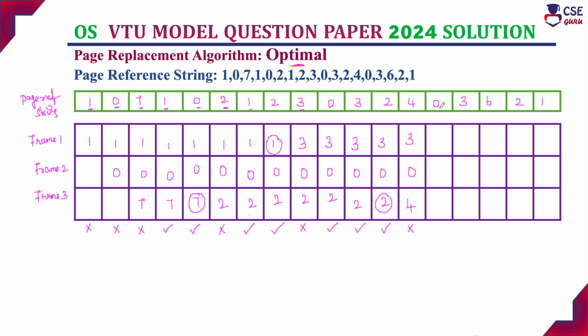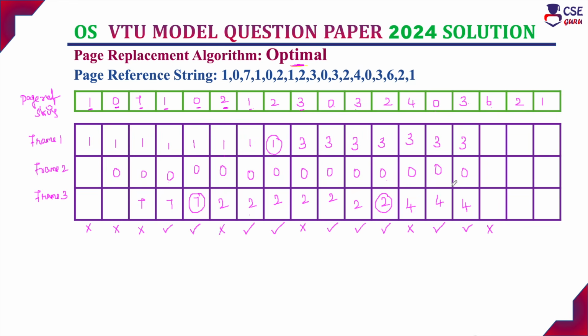Okay. Next 0 it is available. So this will be considered as a page hit. The reference page is available in main memory. 3 it is available. So this also will be considered as page hit. Next reference string is page 6. It is not available. So this will be considered as a page fault.